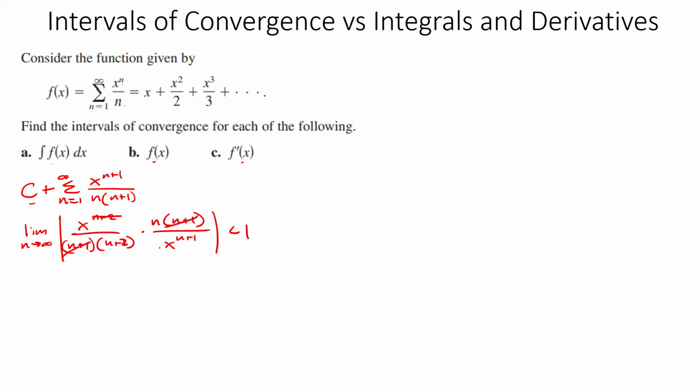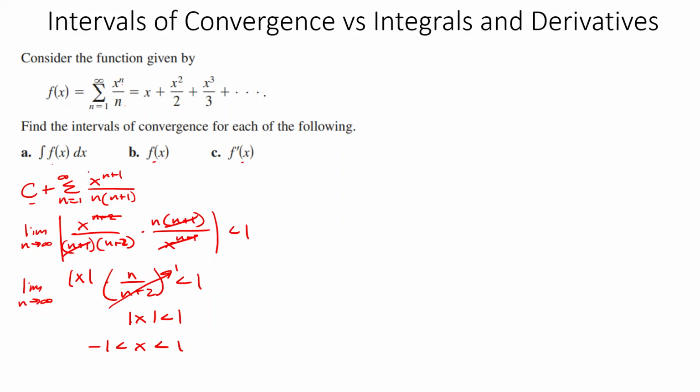We're going to have one extra x on top like we always do. So we're going to have the absolute value of x times n over n plus 2 is less than 1, and we're taking the limit as n goes to infinity. Well, this guy here is just 1. So we get the absolute value of x is less than 1. So we're going from negative 1 to 1.